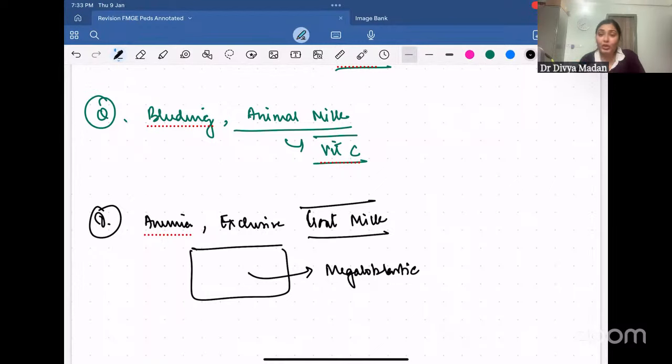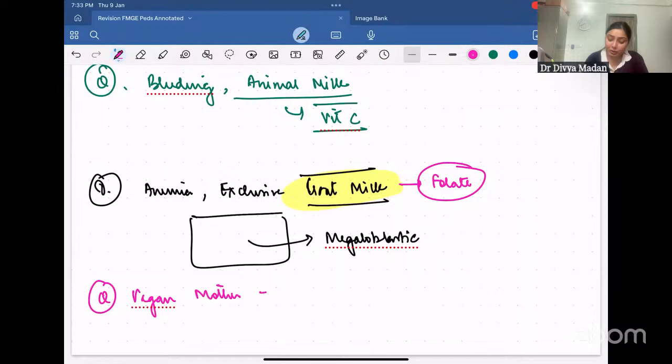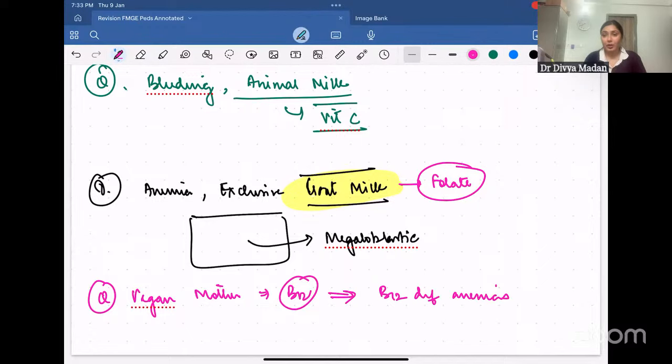So they ask you which vitamin is deficient in goat's milk. I told you that in animal milk, vitamin C is deficient. But specifically, if they're asking about goat milk, then remember that goat milk is deficient in folate. Because of this folate deficiency, the child can develop megaloblastic anemia. Apart from that, if the mother is vegan, then definitely the mother would be deficient in B12. And again, because of that, the child can develop B12 deficiency anemias.